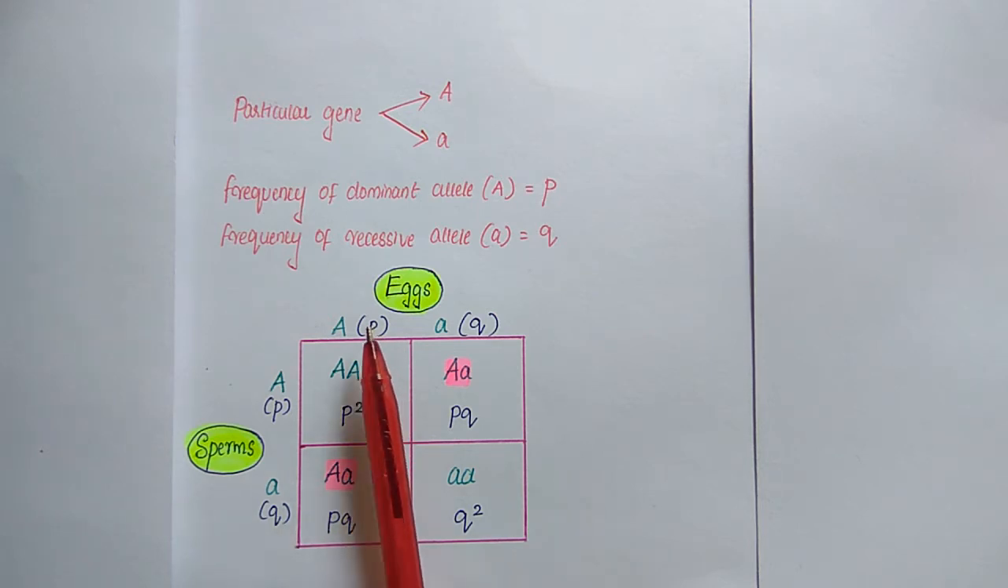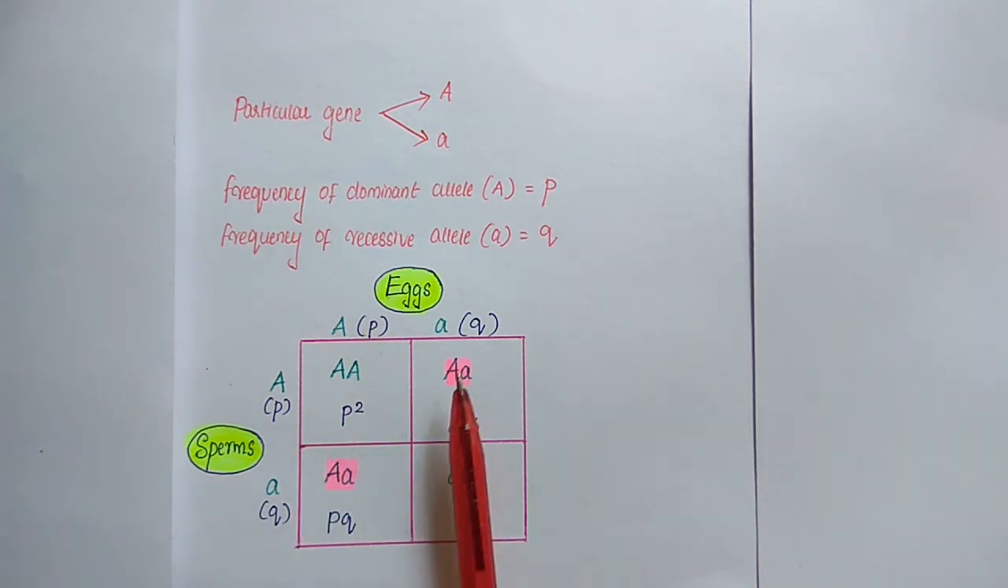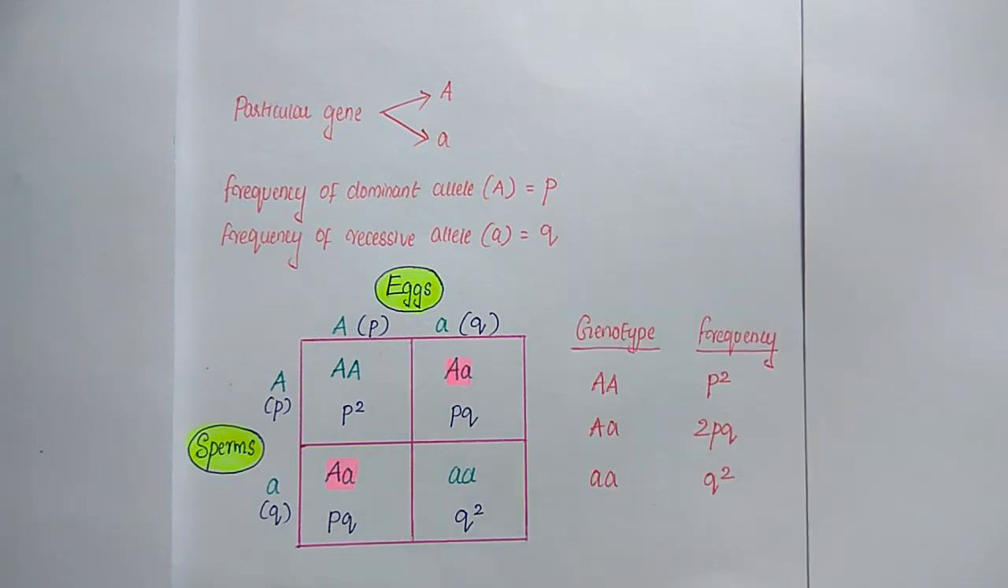Here P into Q and here P into Q. Thus, the total probability of forming the Aa heterozygote is 2PQ. Thus, in a random mating population, the predicted frequencies of the three genotypes in the population are written here.